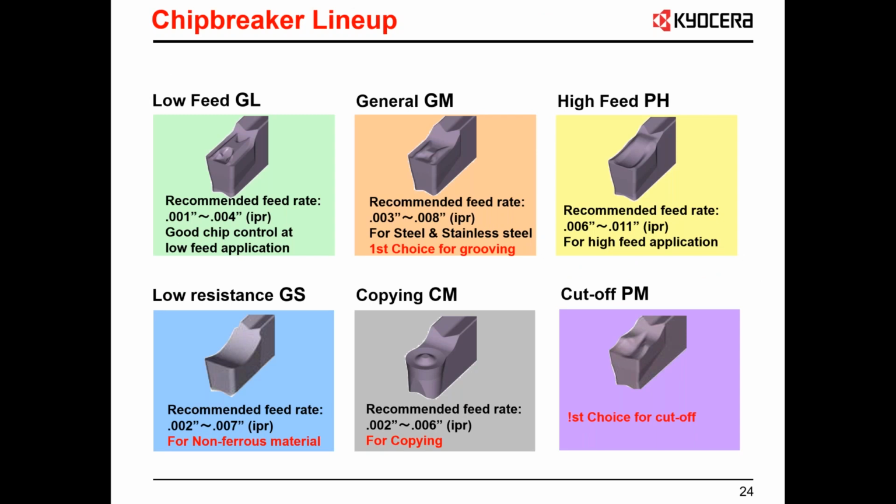Just so you guys know, we do have the GL breakers, lower feed, the general purpose GM, and also we have the higher feed GH breaker available as well. Low resistance, we got the ground breaker here called the GS. This is mainly, like it says here, for the non-ferrous stuff. We have the full nose radius for copying, the CM series, and then we have the PM strictly for the first choice for cutoff.